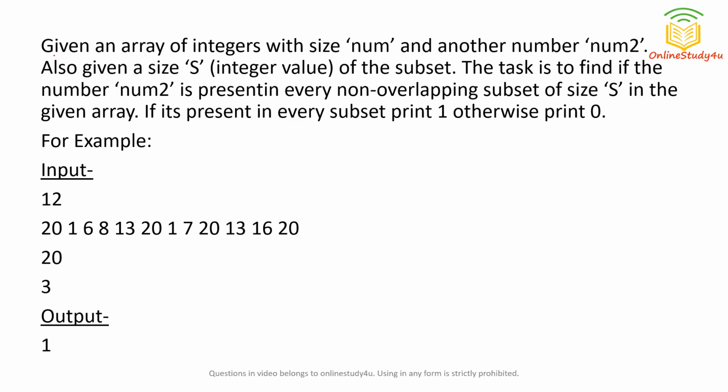It is telling that you are given an array of integers with the size as num. You are given an array which has integer elements and its size is given as num. You are also given another number, that is num2. Also given is a size s, that is the integer value of the subset. So you are given a size s, which is the size of the subset.